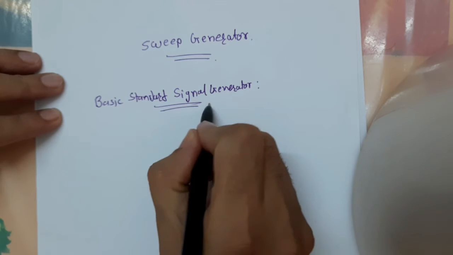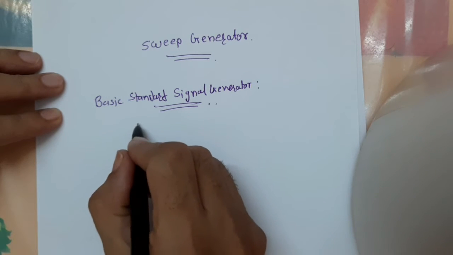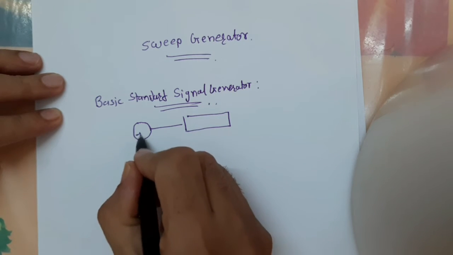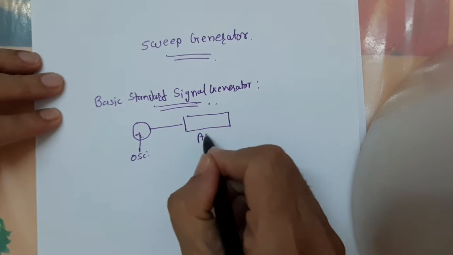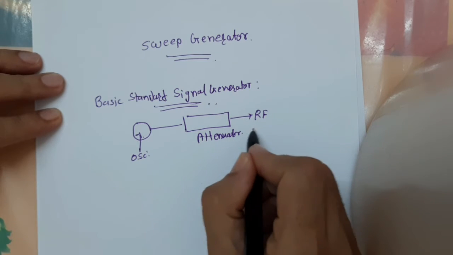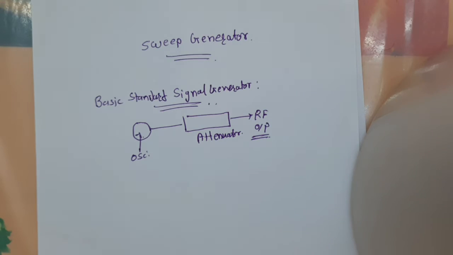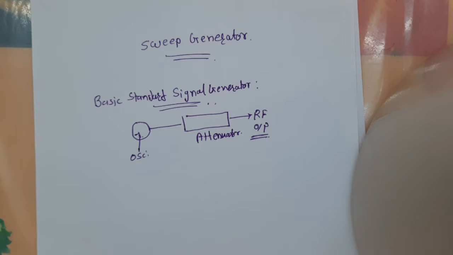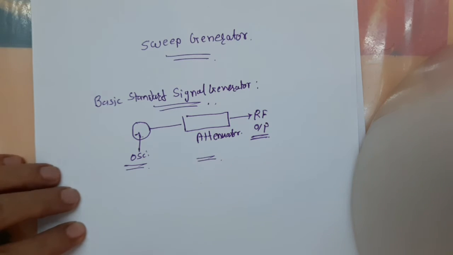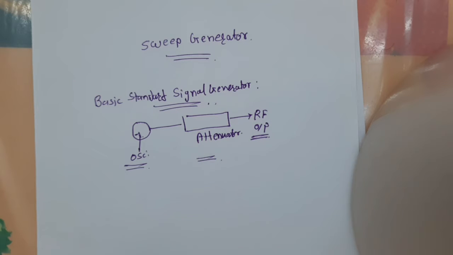We know that there are only two parts, oscillator and attenuator. This is our RF output. That means in each and every instrument, whether it is a standard signal generator, sweep generator, or modern signal generator, one part is the oscillator and the other part is the attenuator. This is the basic thing. Then we discuss the standard signal generator.